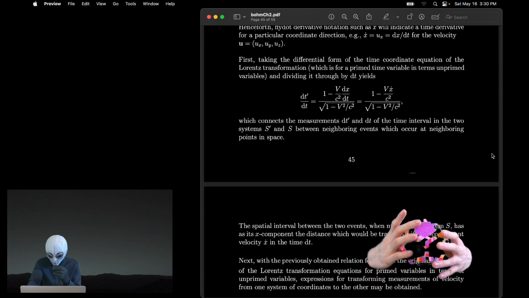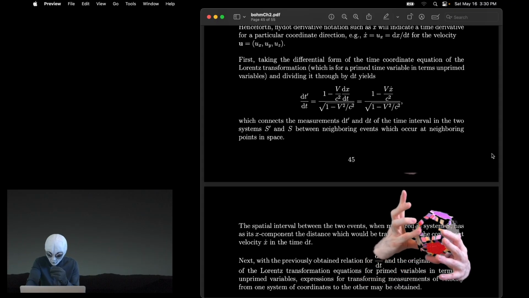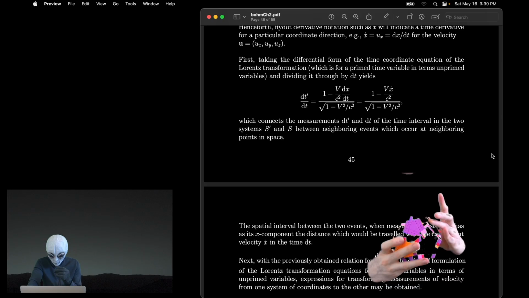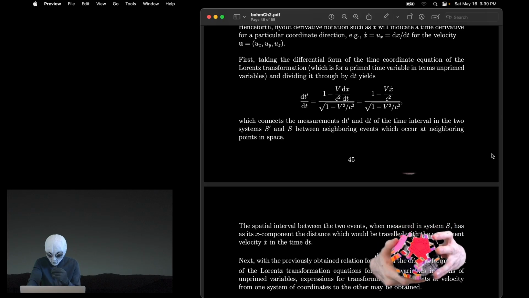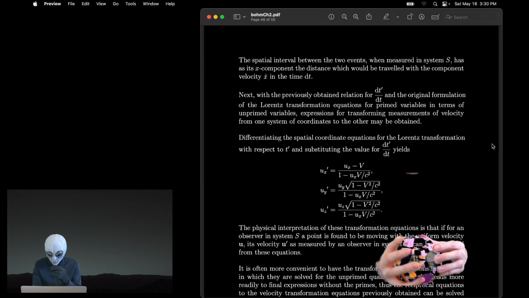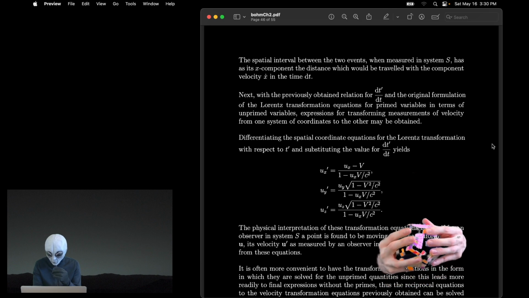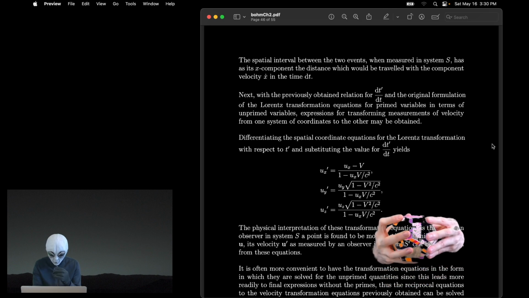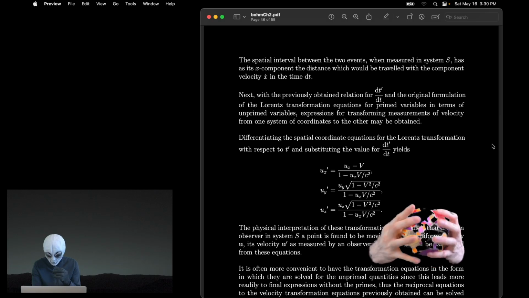And this is all over denominator of the square root of 1 minus capital V squared over lowercase c squared, which connects the measurements dt prime and dt of the time interval in the two systems capital S prime and capital S between neighboring events which occur at neighboring points in space. The spatial interval between the two events when measured in system capital S has as its x component the distance which should be traveled with the component velocity x dot in the time dt.